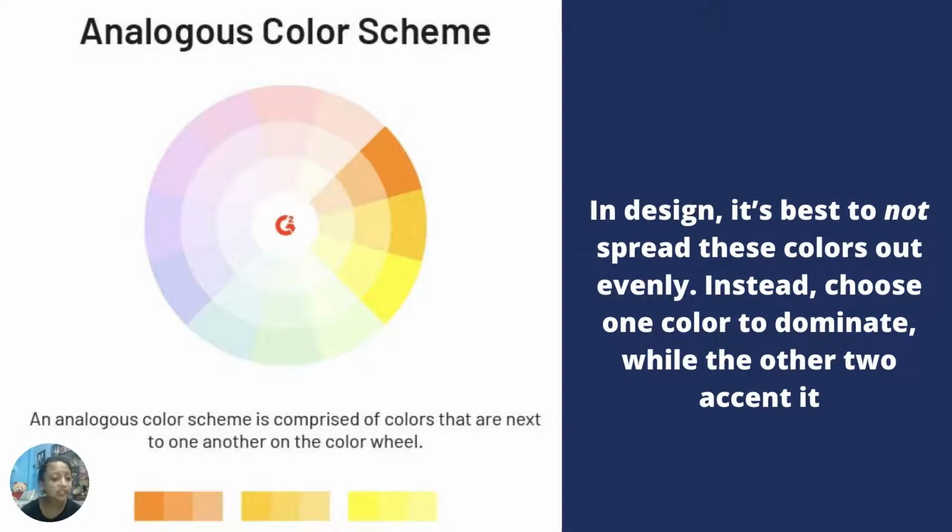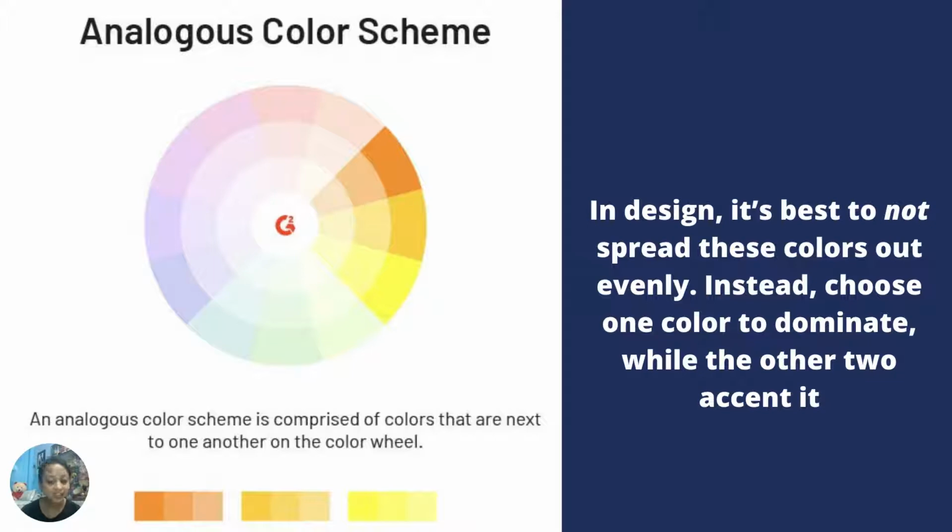So this scheme is comprised of colors that are next to one another on the color wheel. That means the same family within this pie or this slice. You can always try these kinds of combinations too, like the brightest or the darkest shades of orange with the lightest shades of yellow, or the lightest shades of orange itself.